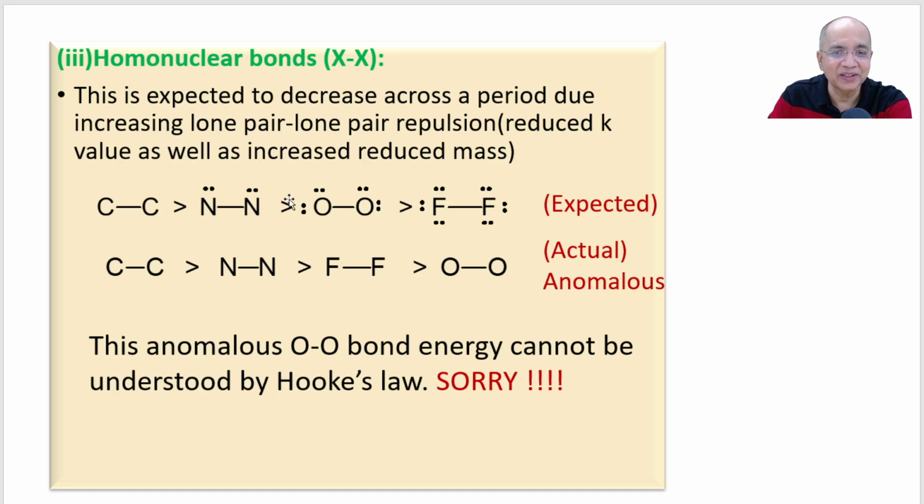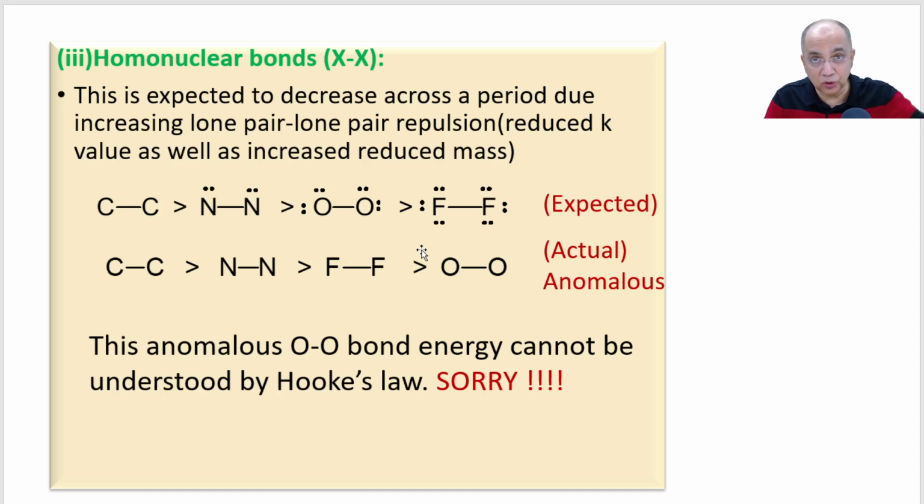Then another aspect. Between homonuclear bonds, the two atoms are the same. It may not be a homonuclear diatomic molecule. It can be a part of a molecule. For example, N single bond N is not a molecule. C single bond C is not a molecule. O single bond O is not, but only FF is a molecule, fluorine. In all other cases they are a part of a structure. Doesn't matter. Since they are not polar, K is not a factor. But reduced mass is a factor.